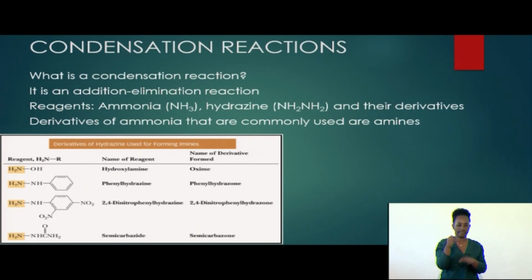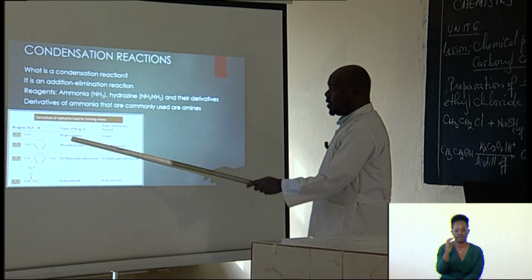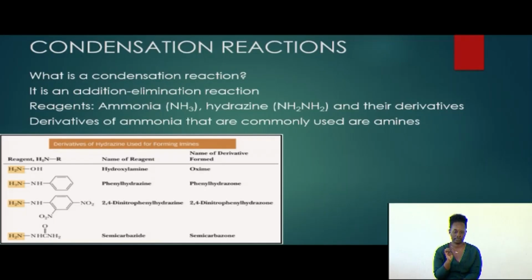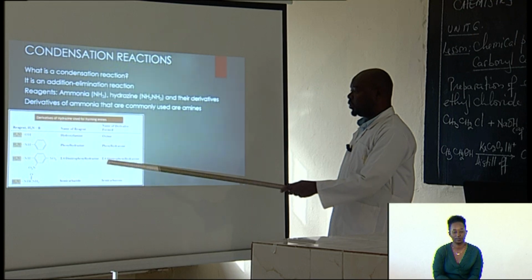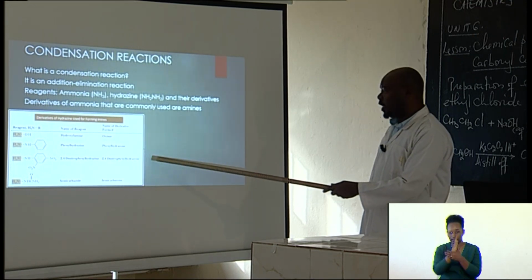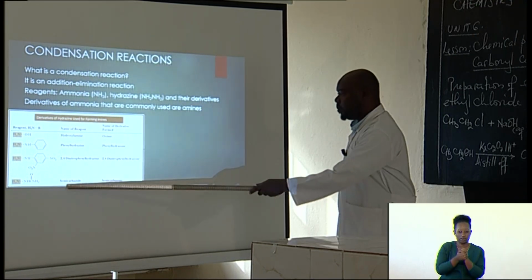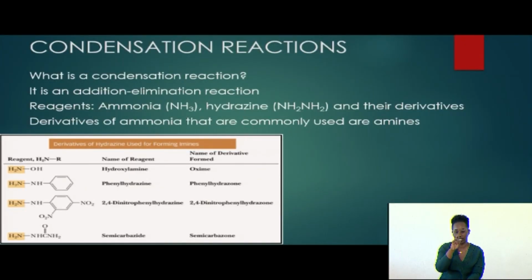You remember the amines from the various homologous series we discussed in Senior 5. And here we have the different reagents we can use, which are derivatives of hydrazine. Hydroxylamine, which when reacted will produce an oxime. Phenylhydrazine, which produces phenylhydrazone, and 2,4-dinitrophenylhydrazine, which will produce a 2,4-dinitrophenylhydrazone, and semicarbazide, which will produce a semicarbazone.